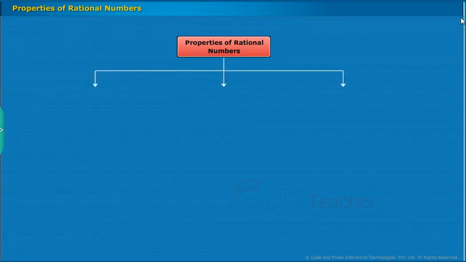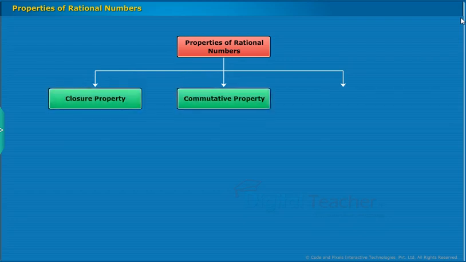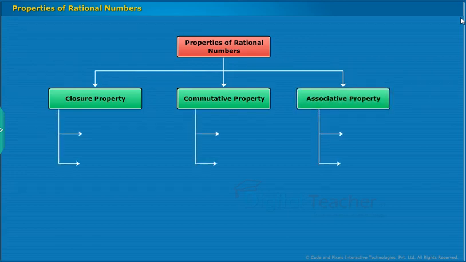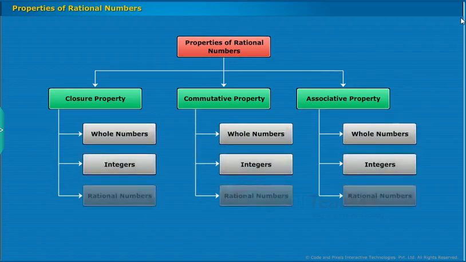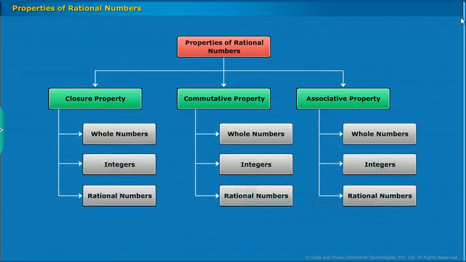Now, let us learn about properties of rational numbers. The properties of rational numbers are mainly classified into closure property, commutative property, and associative property. Again, each property is further explained for whole numbers, integers, and rational numbers.